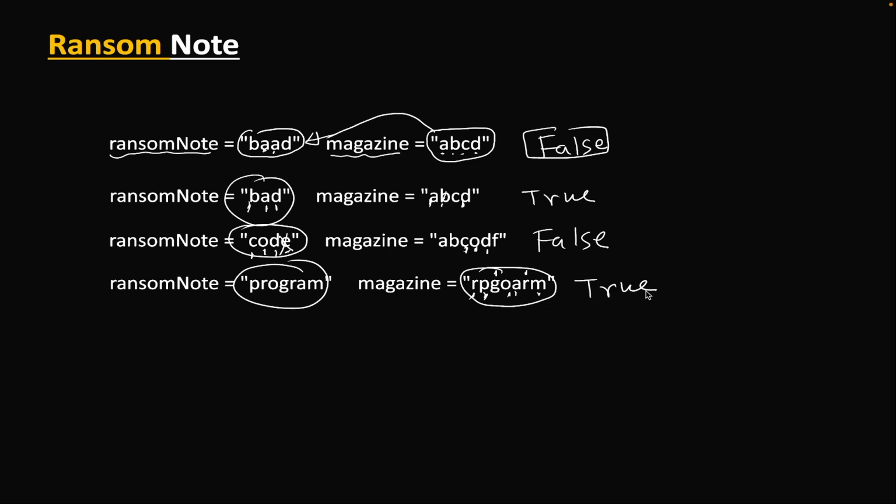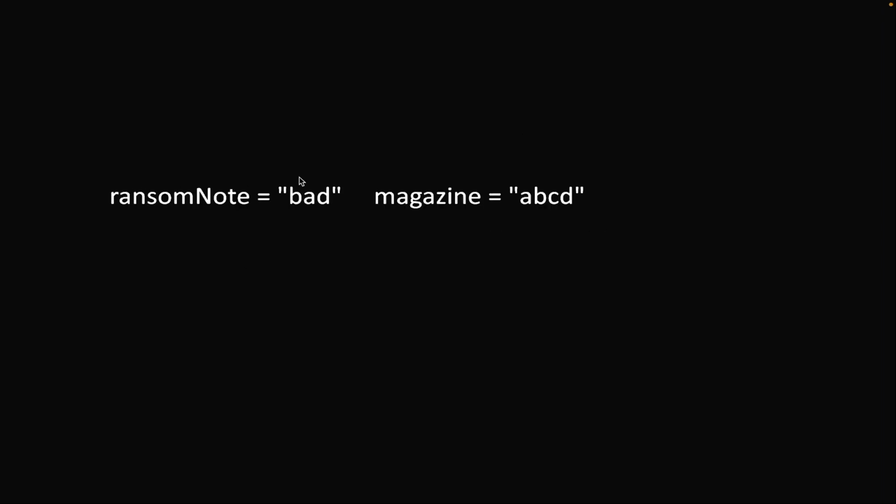Now let's see how to solve this problem. For example, we have this ransom note and we have this magazine. We have to check whether we can construct this string from this string or not. We can use each letter from magazine only once in this string ransom note. We see this is a hash map problem. We can solve this problem using hash map data structure.